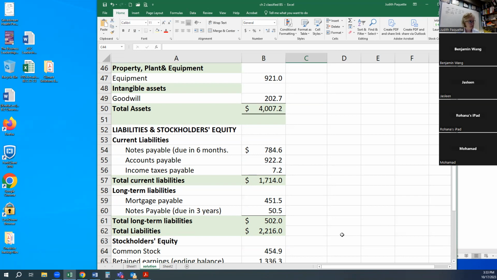All right. Are you guys able to see the solutions, right? So you asked me about them. Anything else that you guys want to go over? Did you guys try the account ID quiz yet? Yeah. How was that for you? It was pretty straightforward. Okay. Anybody else? Jasleen, Rohana, Mohammed? Yeah, I tried it. It was good.